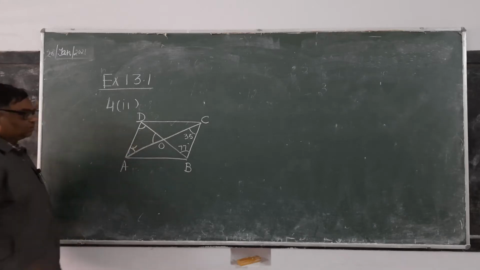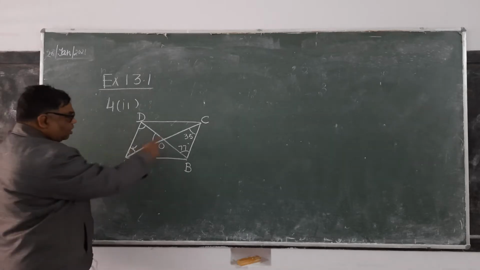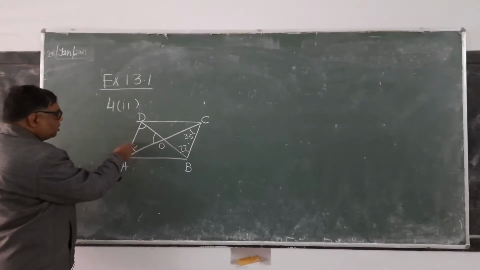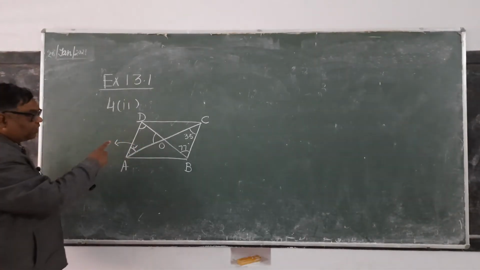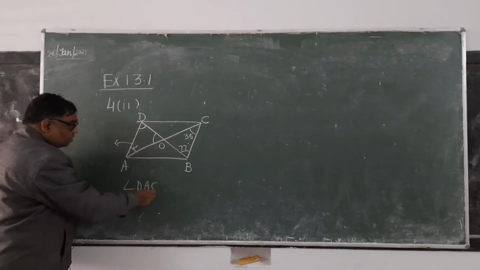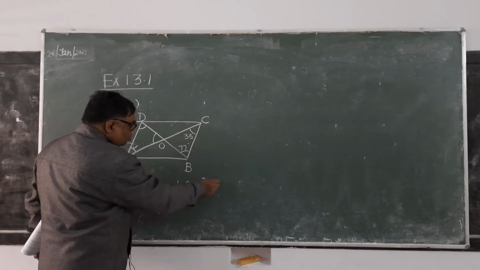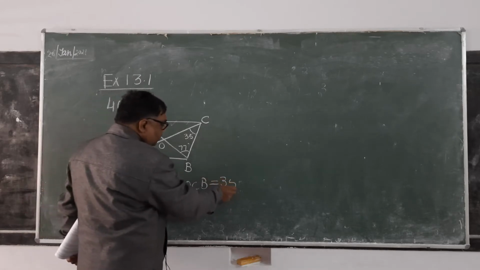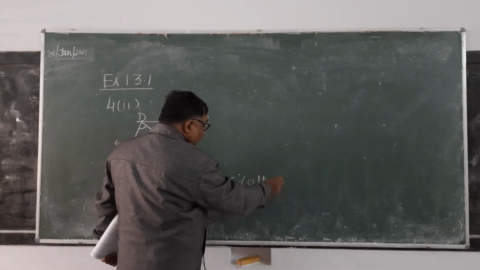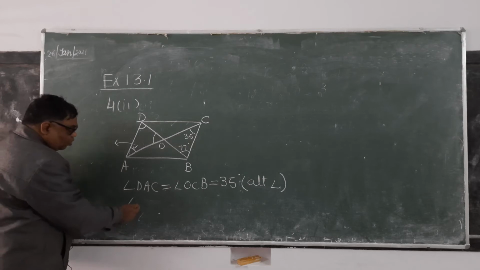Who can tell? Why? Because these are alternate angles. It's clear? This is 35 degree. You can write. So you will write in this way. Angle DAC equals to angle OCB equals to 35 degree. This way you will write alternate angle. It is clear? Then you will write ADO.